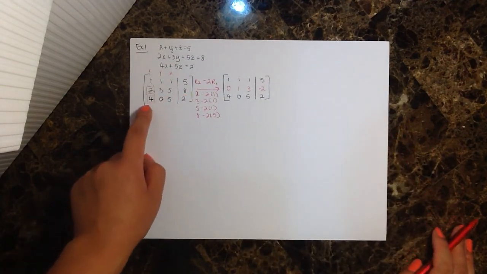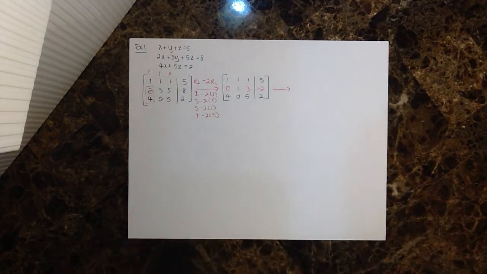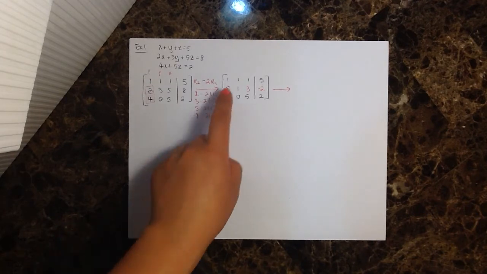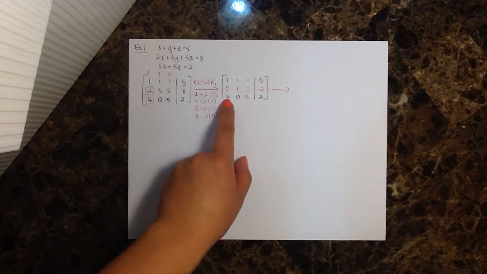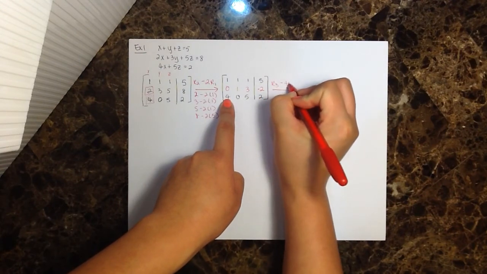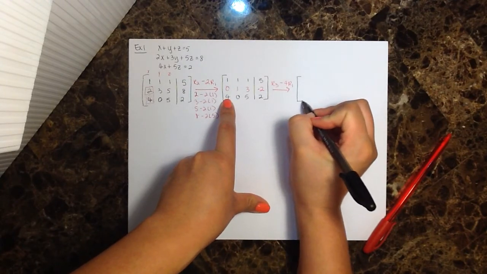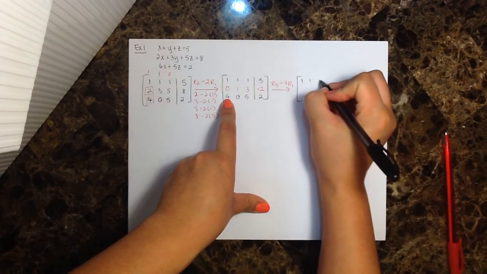I also want to change this 4 into a 0 so that I can fit my rule 3 for reduced row echelon form. All other elements in the column containing the leftmost one need to be a 0. So since that's in row 3, row 3 minus 4 times row 1. Here, since I'm only changing the third row, I can rewrite my first 2 rows.